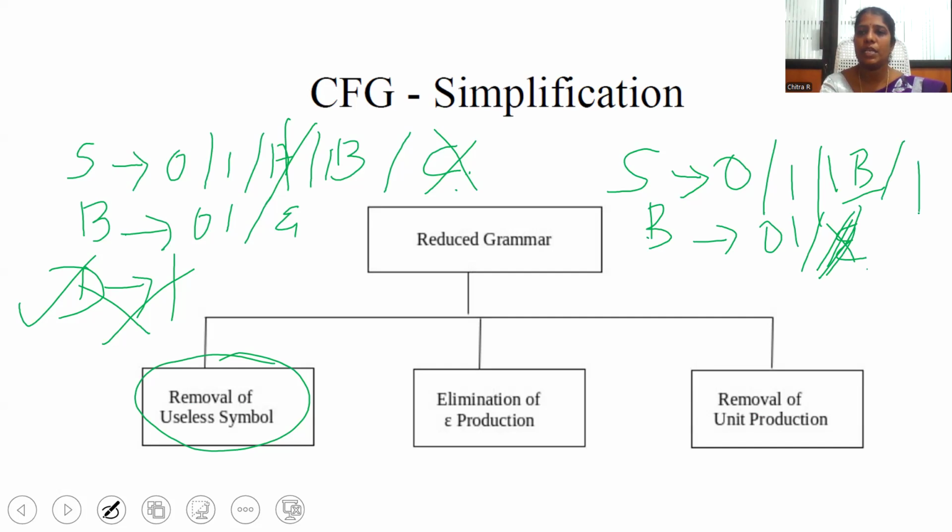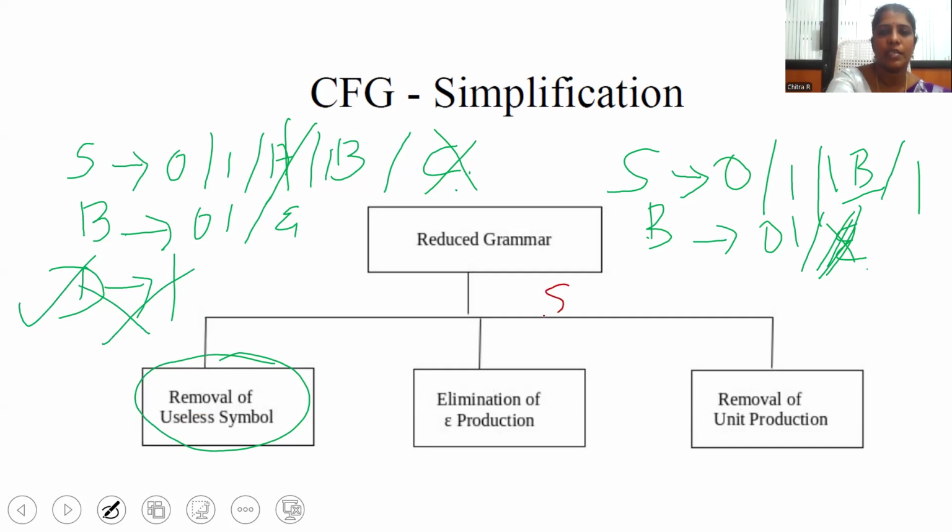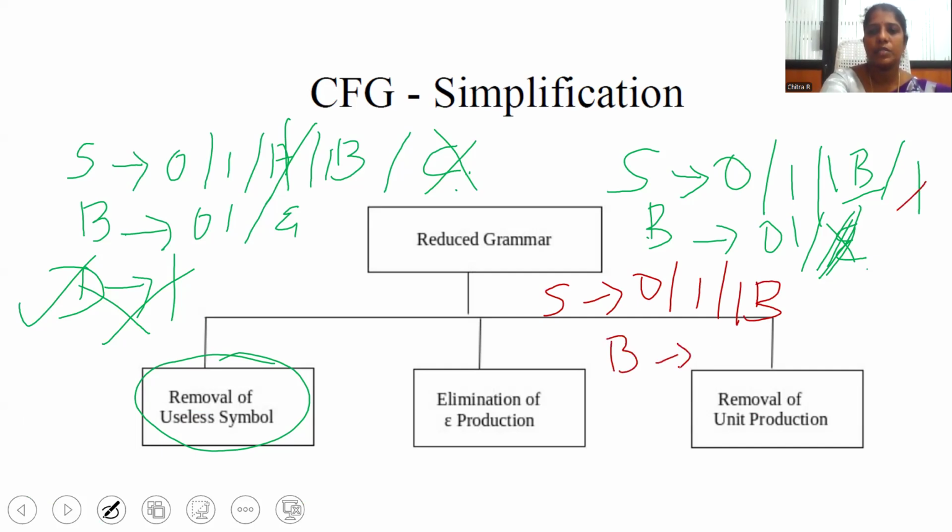The third one is the elimination of the unit production. Here there is no unit production. Unit production means the left-hand side and right-hand side are both variables. Then it is called a unit production, and here there is no unit production. So no need to eliminate the unit production. So your final grammar after elimination: you'll get 0, 1, 1B and 1. 1 is already available, so no need to include this 1 again in the grammar. And what is B? B tends to 01.